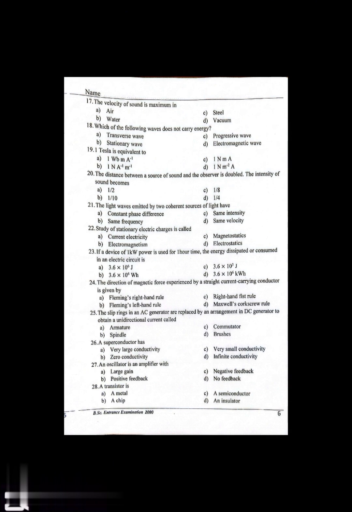21. Waves emitted by two coherent sources of light have A. Constant phase difference, B. Same frequency, C. Same intensity, D. Same velocity.